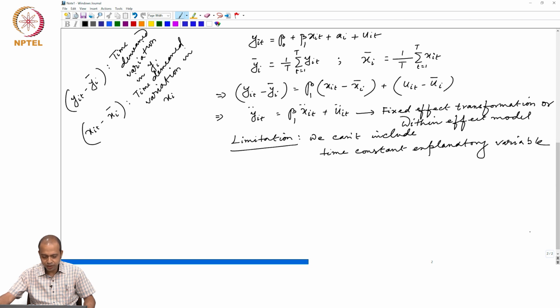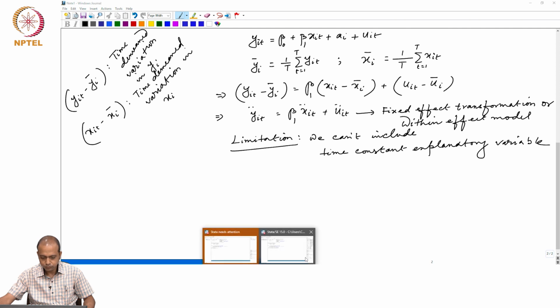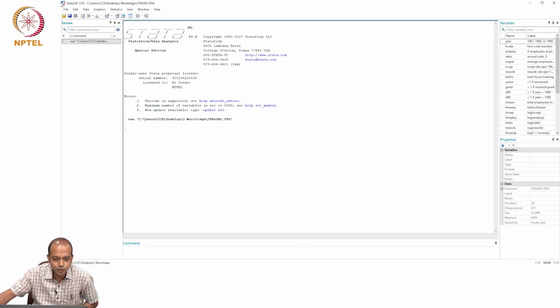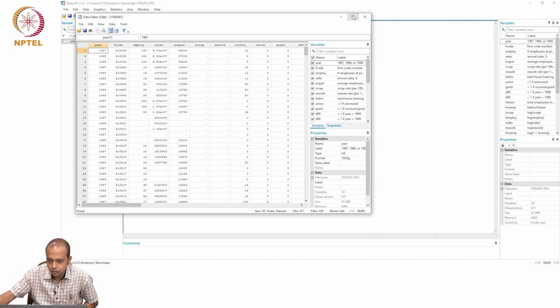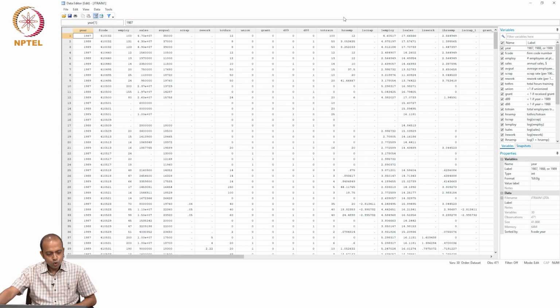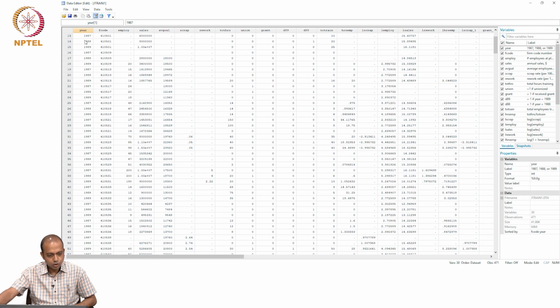Let us say we have one data set, this is the data set. I will show you the data. We have data for the period 1987, 1988, 1989. So, we have 3 periods of data: 87, 88, 89, 87, 88, 89. And what is this data about?